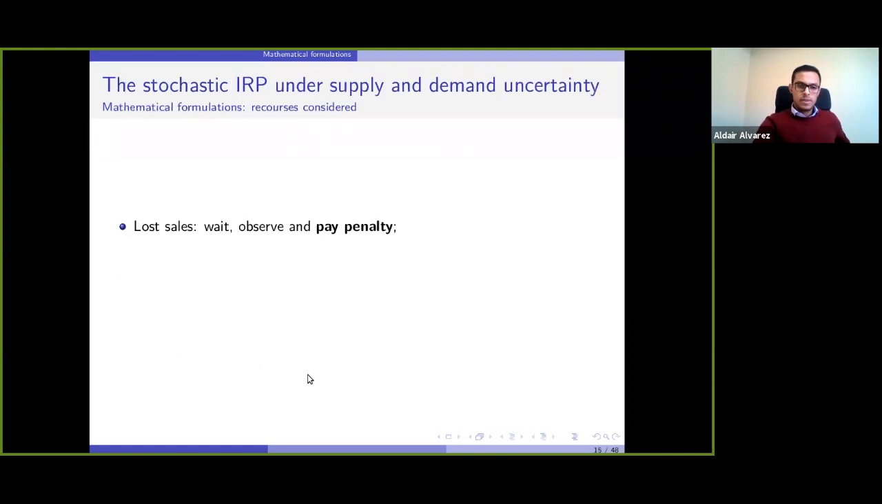So the first case that we considered was lost sales. We basically plan our routes and visits in the first stage.